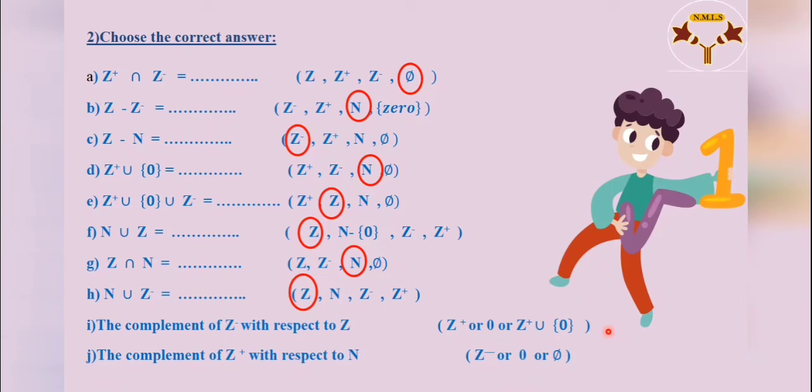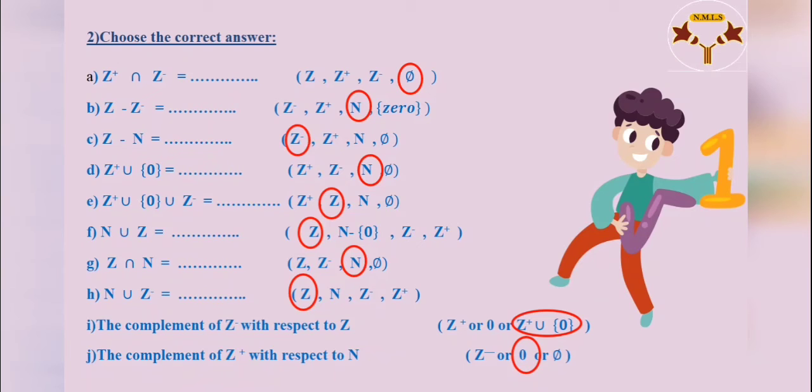Number I, the complement of Z negative with respect to Z. What will complement Z negative to reach Z? What do I need to add to the set of Z negative to reach Z? I will add Z positive union 0. From Z negative to reach Z positive, to complete the set of integers, I will need to add Z positive union 0.